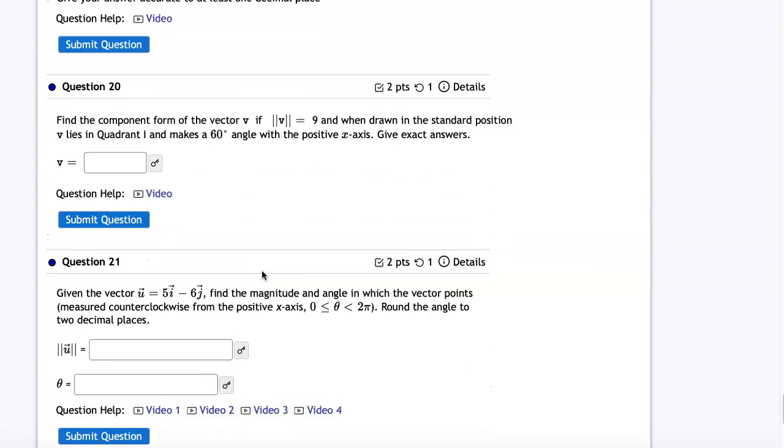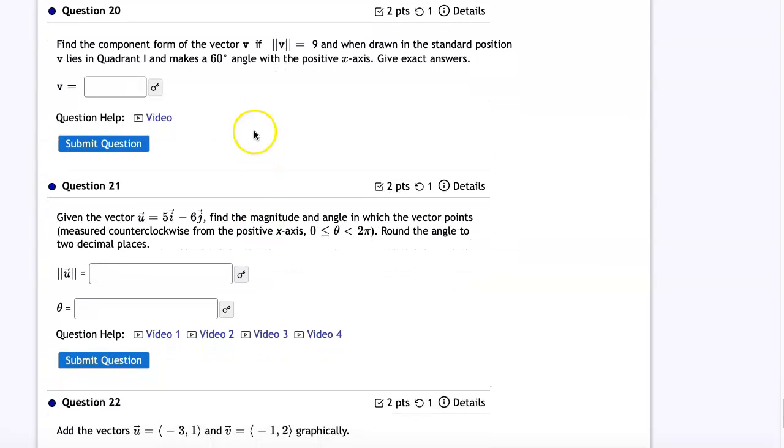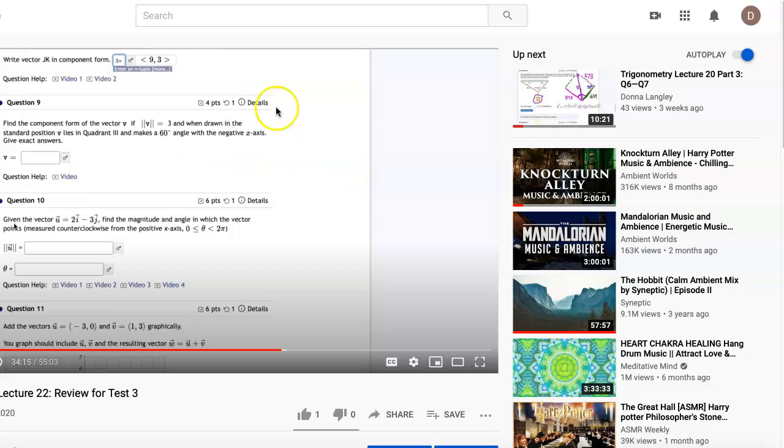And then here we have question 20. We're looking for the component form of vector V, knowing the magnitude of the vector and the angle it makes with the positive x-axis. And that same problem is question number 9 from this lecture 22 review video. So here I review that same concept.